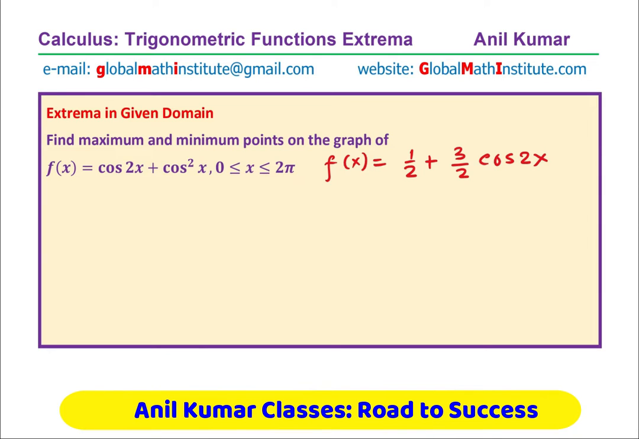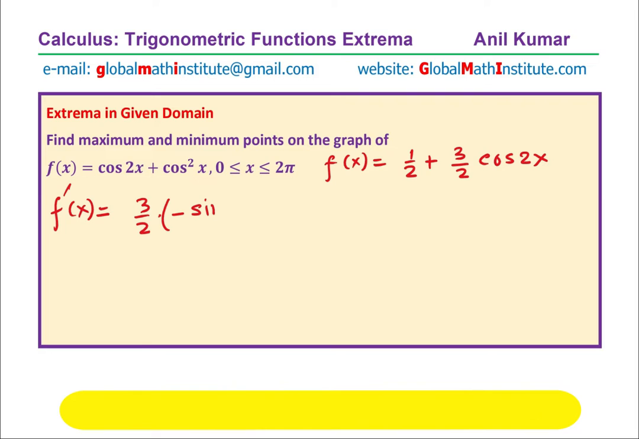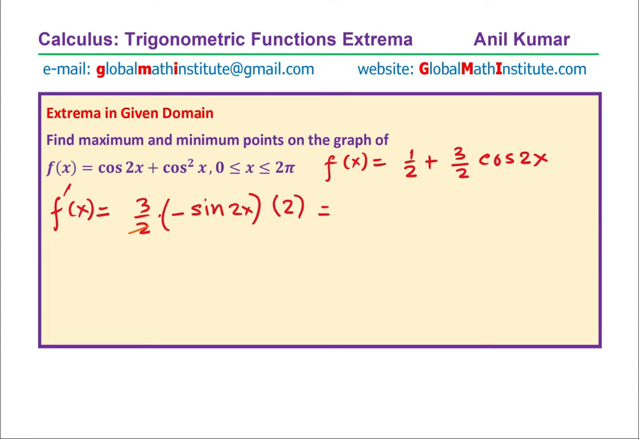See, it is much easier to differentiate this function, right? So the derivative of this is, derivative of half is 0, and then we have 3 by 2 times cos 2x, derivative is minus sin 2x, and then derivative of 2x is 2, which means that I could cancel these two, and therefore I can now write this as minus 3 sin 2x.